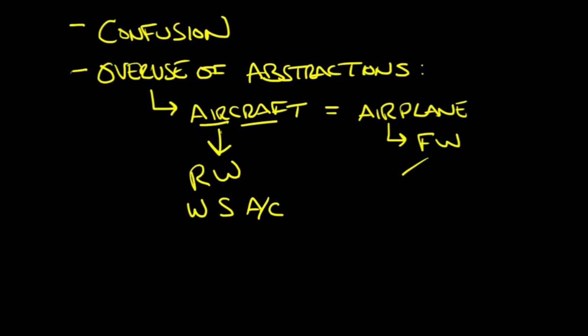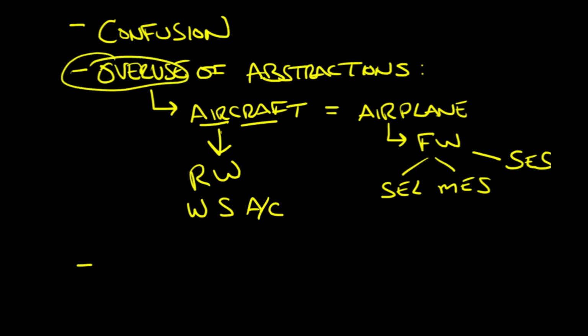A fixed wing can have a single engine, it can be multi-engine, it can be seaplane, single engine seaplane, single engine land, multi-engine sea, whatever. So don't overuse abstractions. Make sure they know what you're talking about. This is a huge barrier to communication.